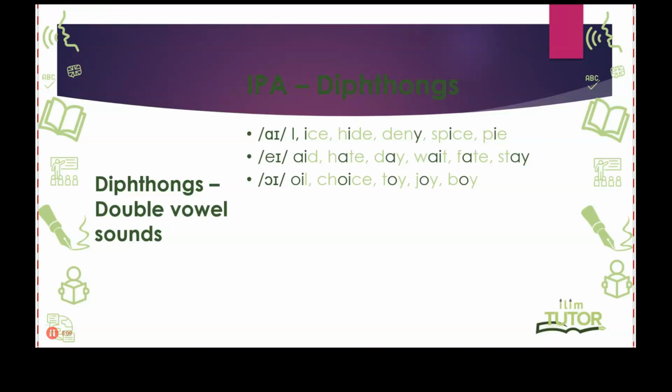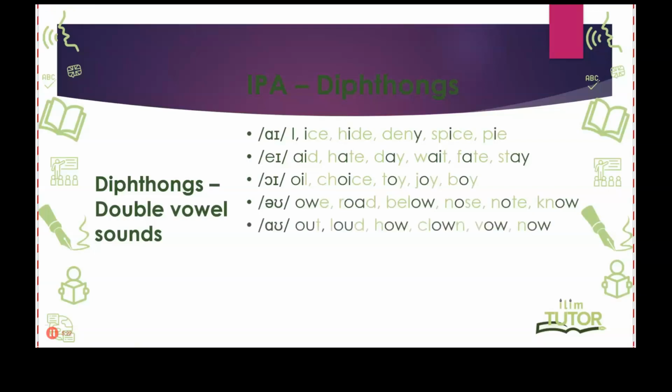And then you have or, which is or in road, below, nose, note, and no. So in terms of the next diphthong, you have ow, which is out, loud, how, clown, and some other examples you can see on the screen.